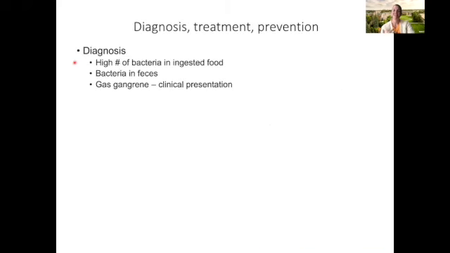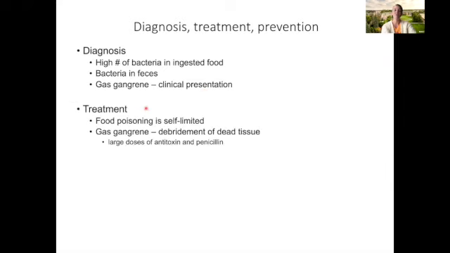Clostridium perfringens diseases can be diagnosed fairly easily. Generally, there needs to be a high number of bacteria in ingested food. So if you have some of that food around still, we should be able to find bacteria in it. And we can also look for bacteria in the feces of our infected patient. With gas gangrene, again, that clinical presentation, what your patient looks like, the smell of the gas, is enough to diagnose disease. Treatment options, if it's food poisoning, it's generally self-limited, like we see with Salmonella and Shigella.